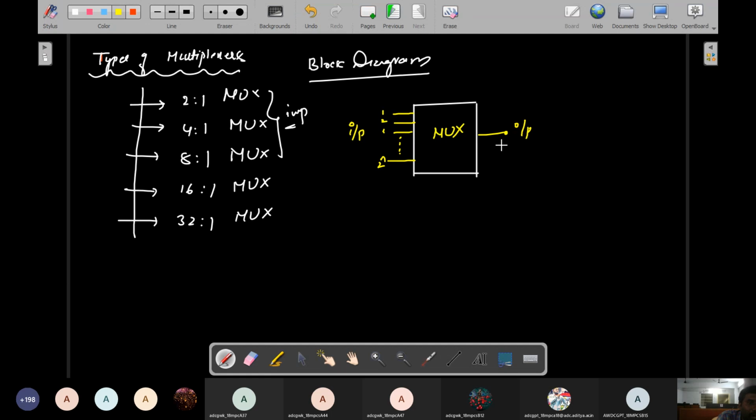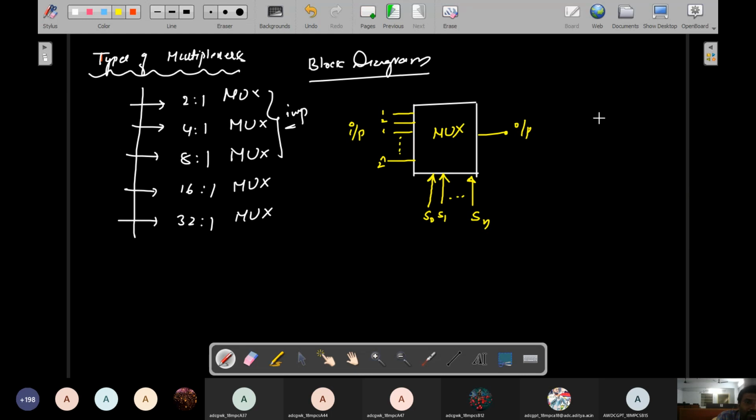And how does the output select the inputs? Based on the selection inputs. The selecting inputs are always given in this direction. These are the selecting inputs: S0, S1, and so on. So this is the block diagram. Depending upon the selection lines, the output selects any one of the inputs. That is the functioning of a multiplexer.